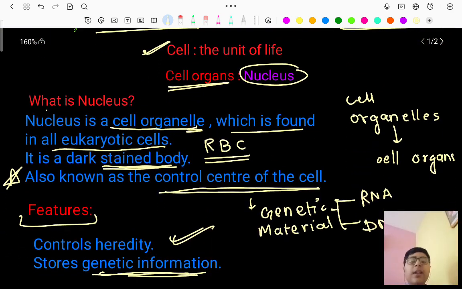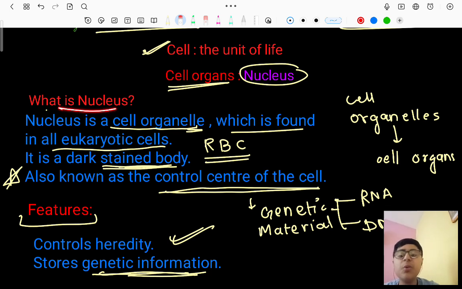Let's revise it again. Cell organelle, which is the nucleus. What is nucleus? Nucleus is a cell organelle, that is, the organs of the cell, which is found in all eukaryotic cells except RBC. RBC में हमारा न्यूक्लियोलस नहीं होता है, because it doesn't have the space to carry a nucleolus, because it has to carry an abundant amount of oxygen in it.